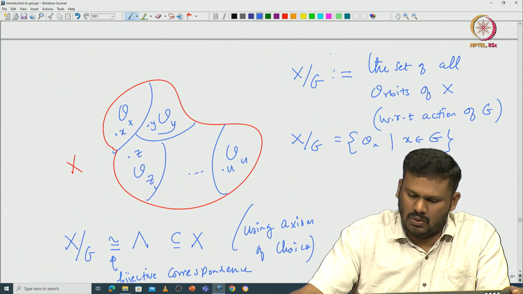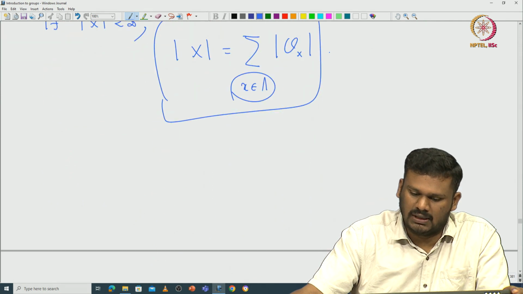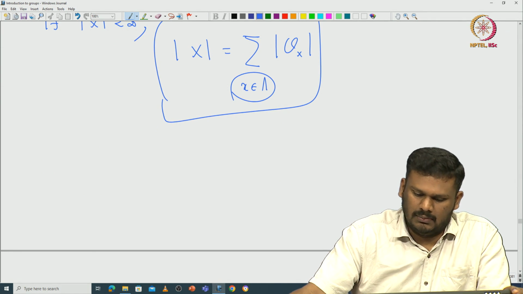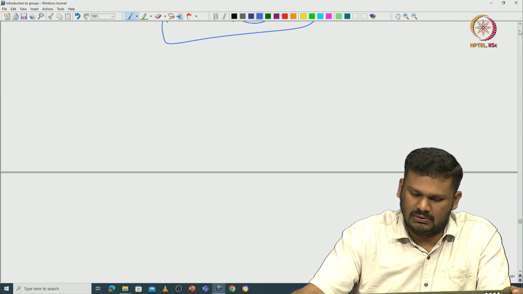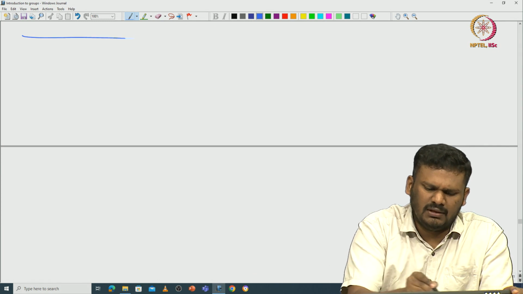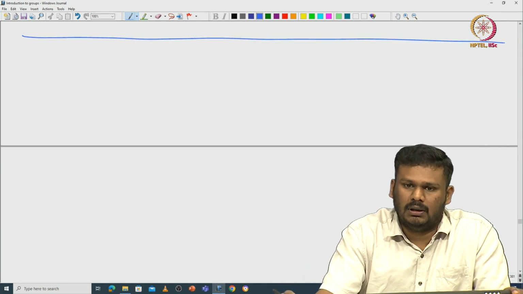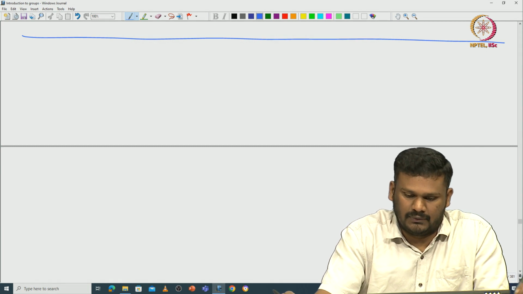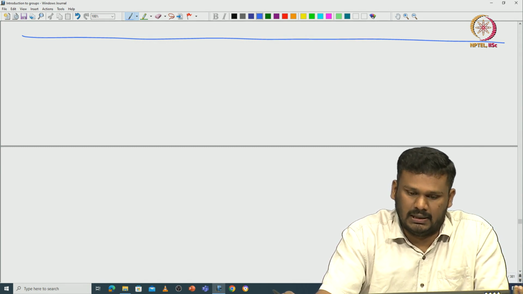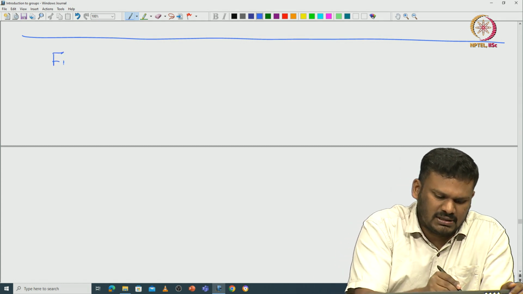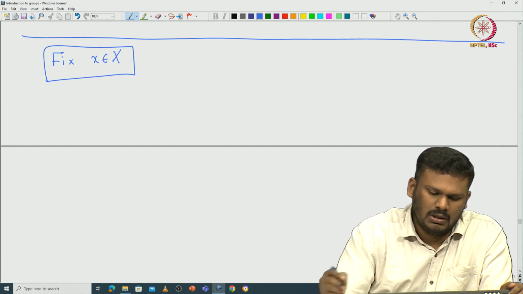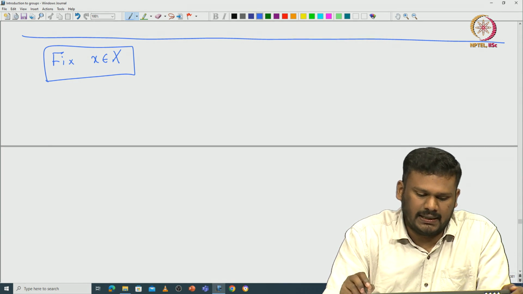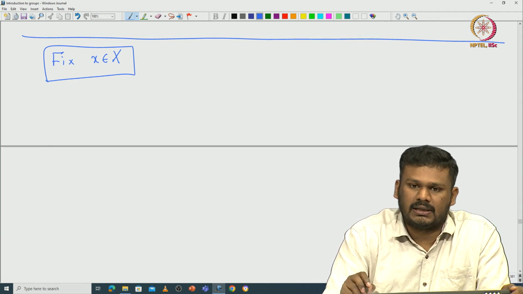So, let us see how one can actually compute the cardinality of this orbit, when the orbit is finite. But before that, let us make this observation. We have a very important group underlying any orbit. What is that group? Again, fix x in capital X. First, let us understand when two orbits can be equal.